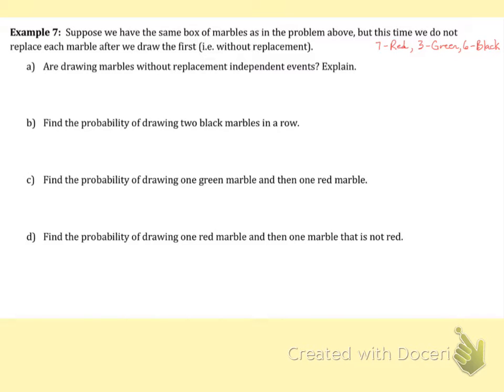Hi everyone. This is example 7 from chapter 12 in the student packet. And I want you to contrast this example with example 6. So we have the same box of marbles that we had in example 6, and I wrote down the specifics over here. We had 7 red marbles, 3 green marbles, and 6 black marbles. But this time, after we draw one marble out of the drawer, we do not replace it before we draw the next marble, and this is called without replacement.